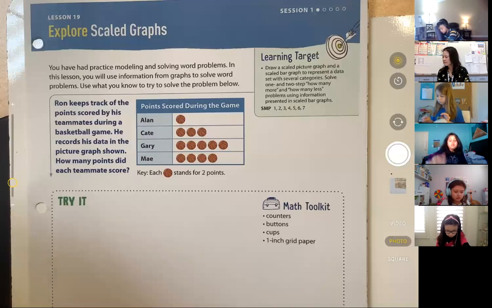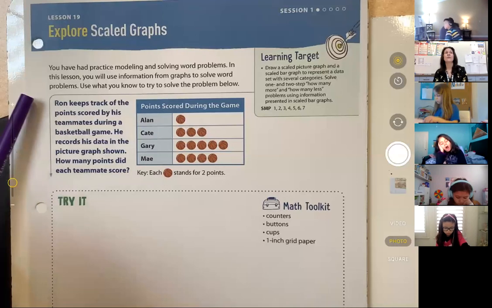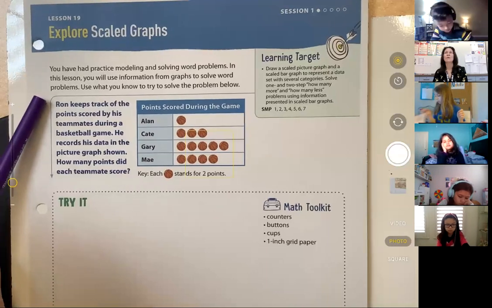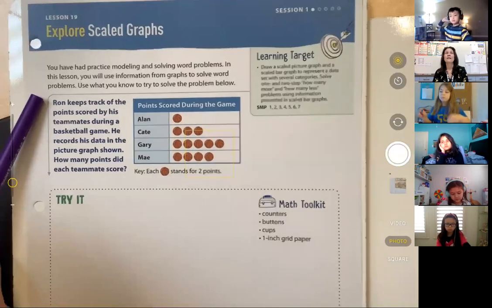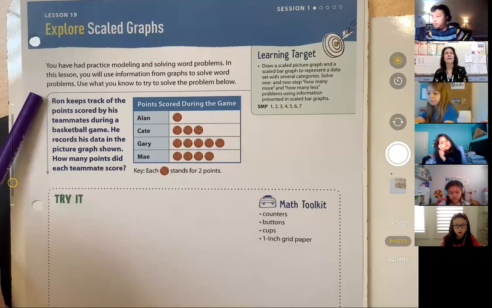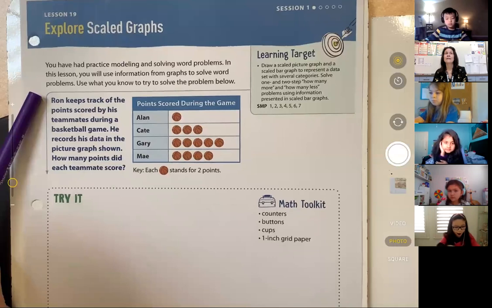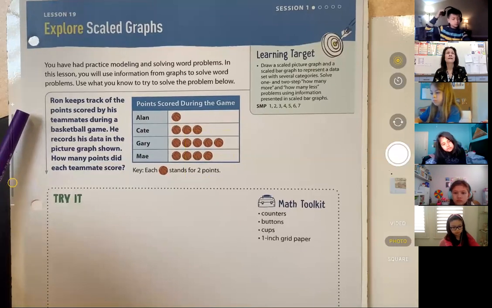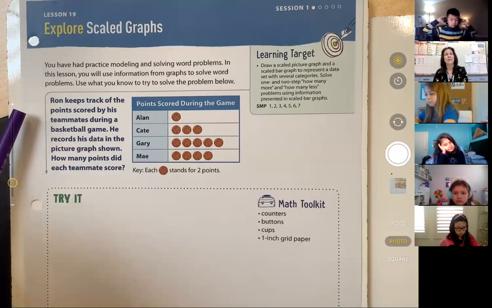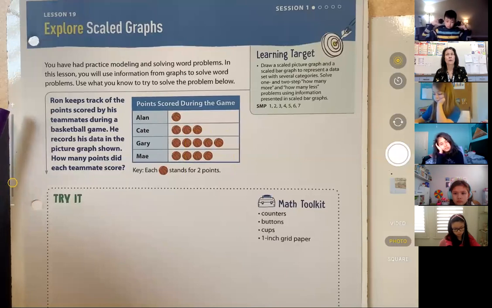All right? I am at the top of page 415. You are going to see where my purple pen is pointing. Here we go. Ron keeps track of the points scored by his teammates during a basketball game. He records his data in the picture graph shown. How many points did each teammate score?